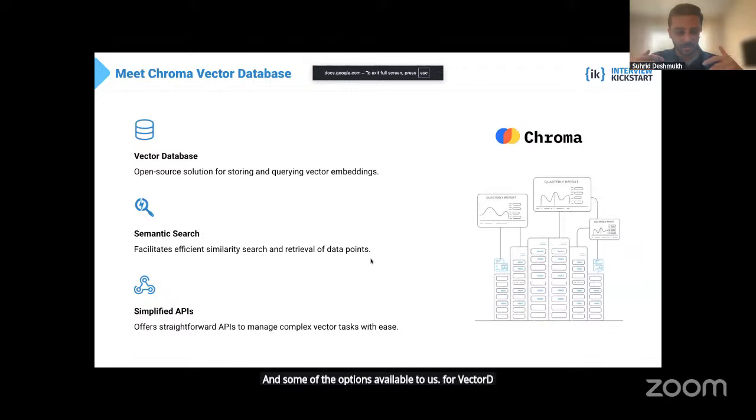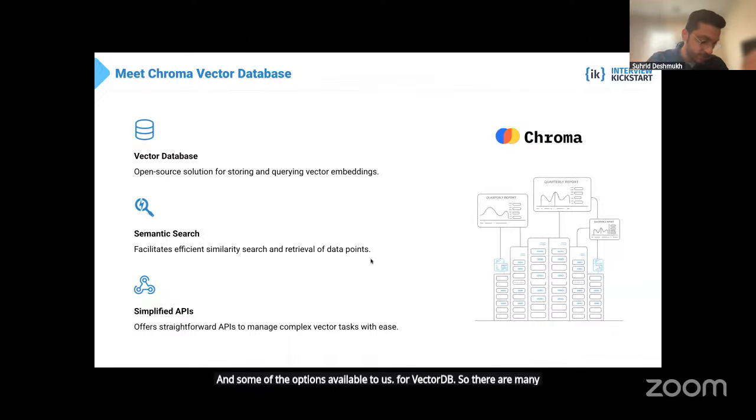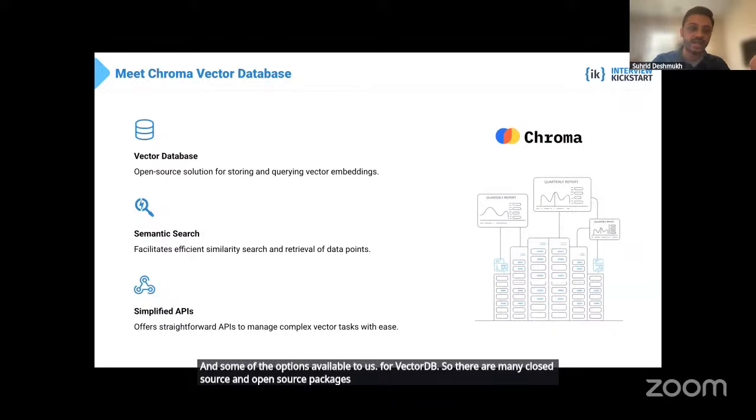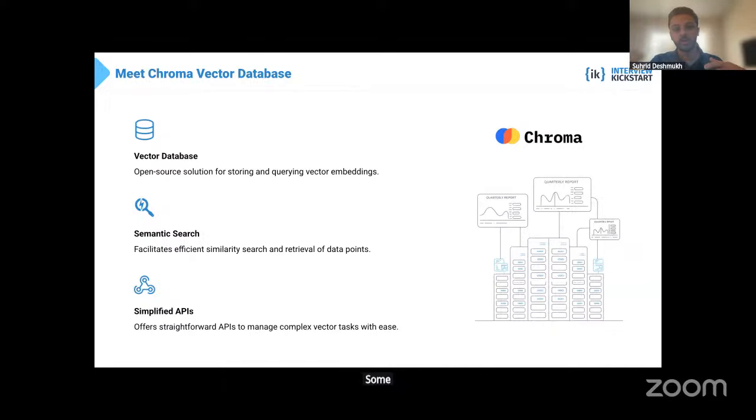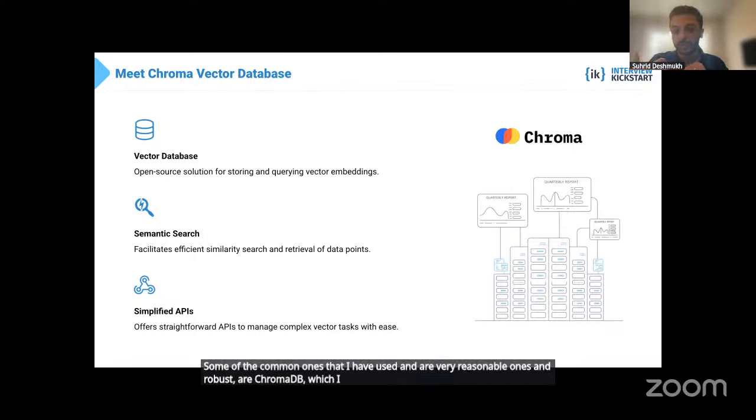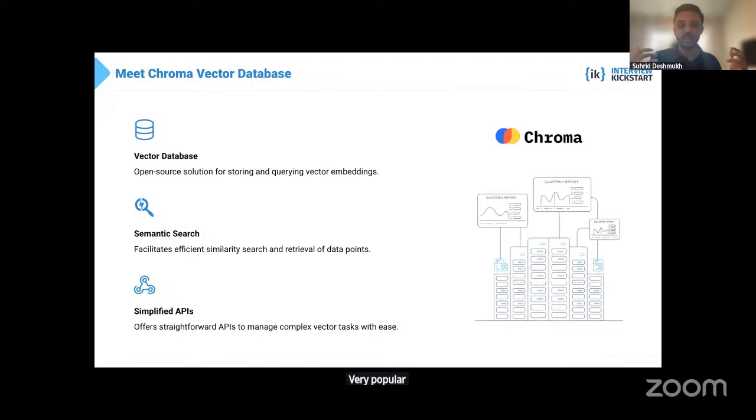There are many closed source and open source packages to create and manage your vector databases. Some of the common ones that I have used, which are reasonable and robust, are ChromaDB, which I'll quickly show today. Some other ones that I've also used, which are very good, are Pinecone. Pinecone DB is another vector database. Qdrant is another one that is very popular. But all of them essentially do the same thing.